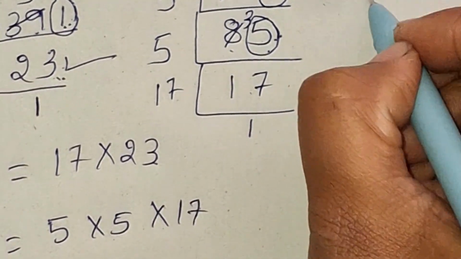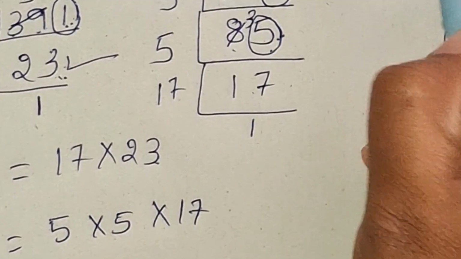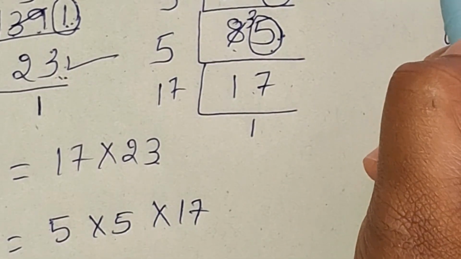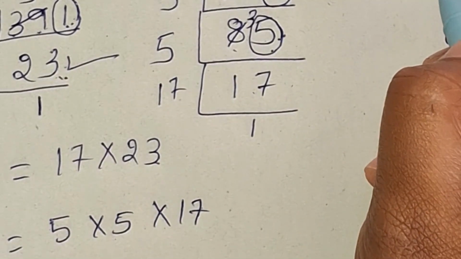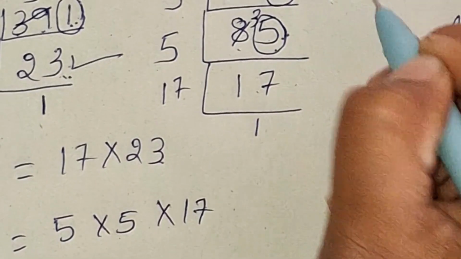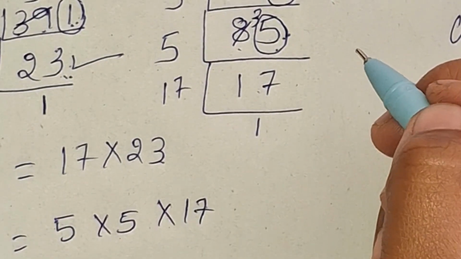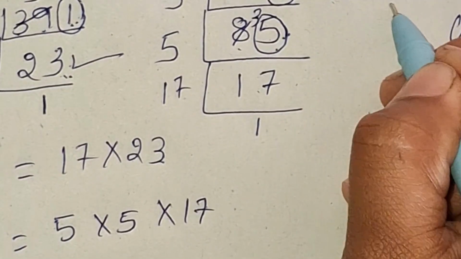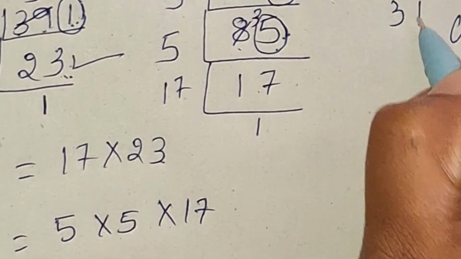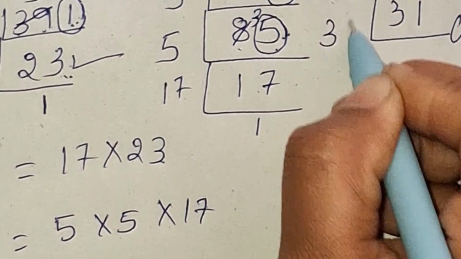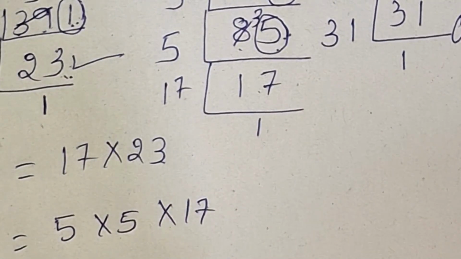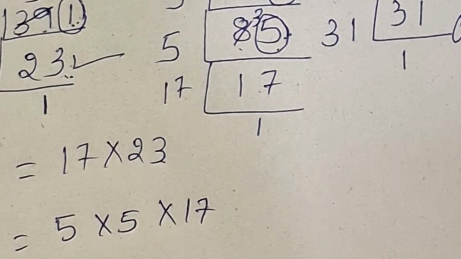Then also find the factors of 527. We observe that the last digit is 7, so it is not divisible by 2. But it is divisible by 17. 17 threes are 51, remainder 1, so 17 ones are 17. Then we observe that 31 is a prime number, divisible only by itself. So the factors of 527 are 17 into 31.